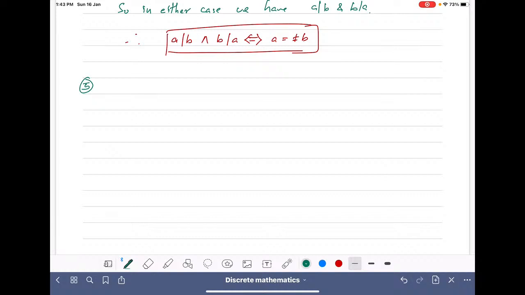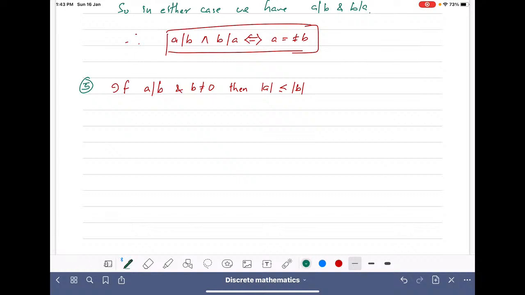Let us prove two more results. If A divides B and B is non-zero, then the absolute value of A is less than or equal to the absolute value of B. This is again a well-known result. We are just stating the known results and proving them by using our definition.